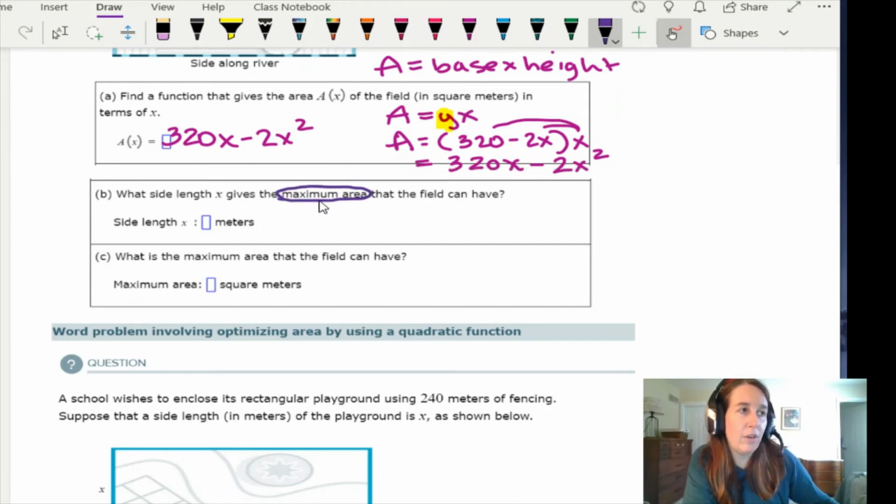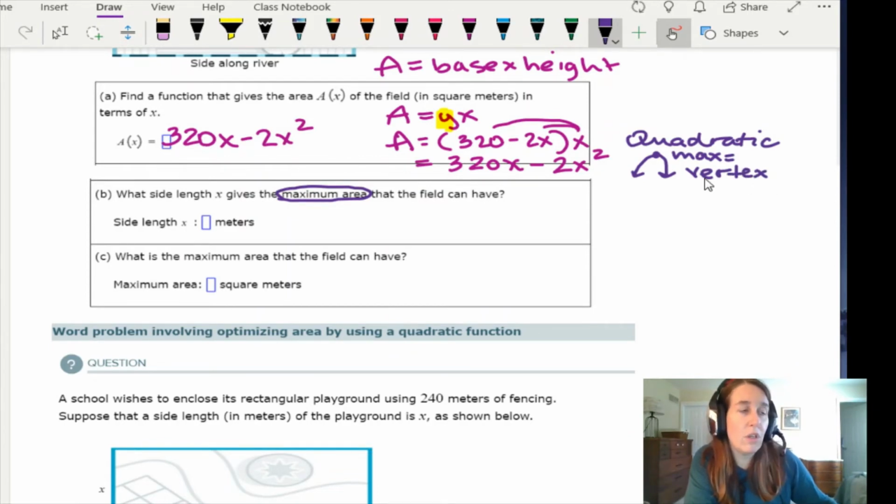Okay, and notice it's maximum area. So this function that we have right here, that's the area function. We need to think about where the max would be, or what's the max called? So this function is a quadratic, or a parabola. And notice that it's minus 2x squared, so it's actually going to be facing downwards. And so the maximum is right here. And hopefully we know that that max is called the vertex.